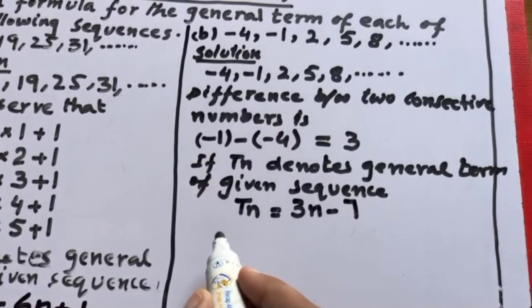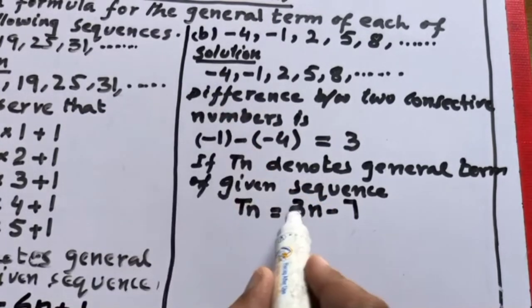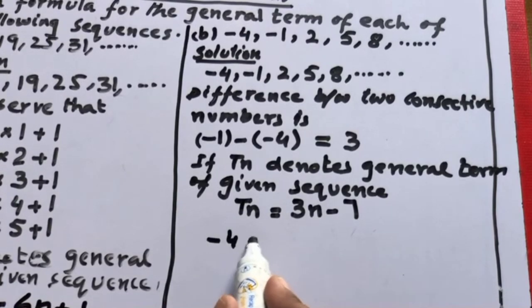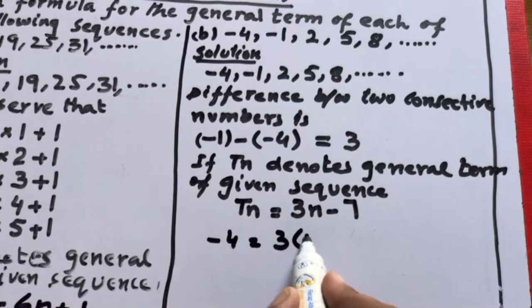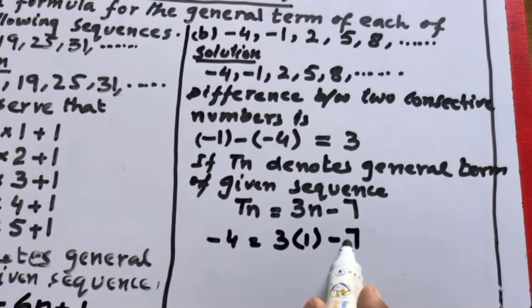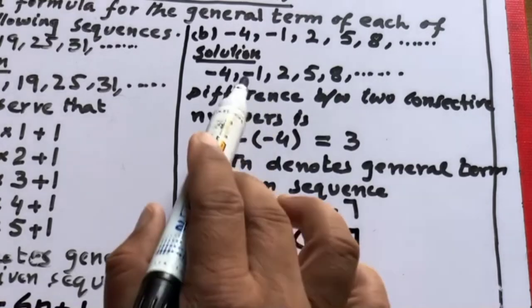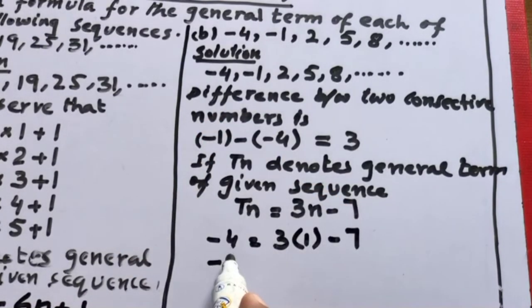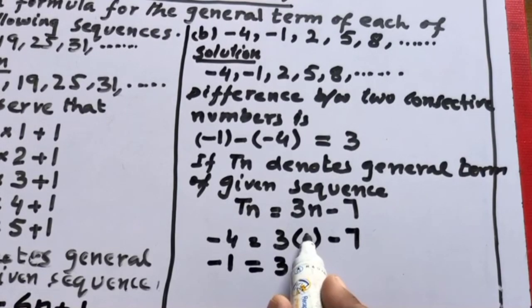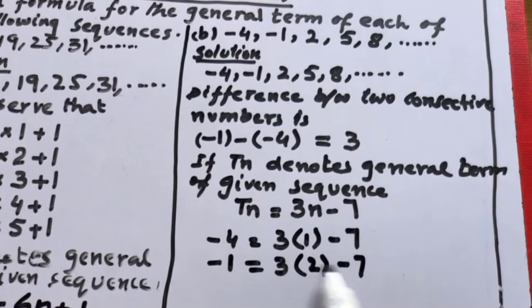If we follow the first number, which is -4, using the formula, it becomes 3 into 1 minus 7. If we simplify this, it becomes -4. And if we take the next term, which is -1, and follow the formula, it becomes 3 into the second term, which is 2, minus 7. If we simplify this, 3 2s are 6, minus 7, so it becomes -1.